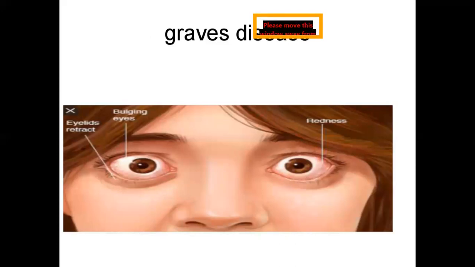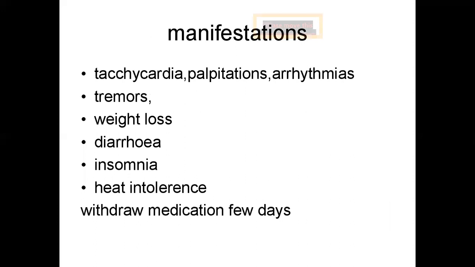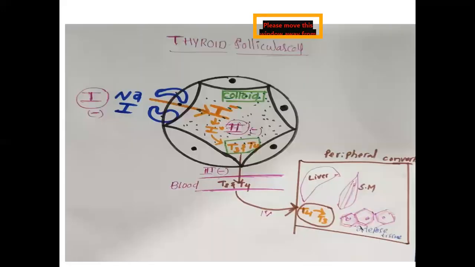The manifestations of Graves' disease are bulging eyes, and eyelids retracted due to periorbital edema and palpebral muscle retraction. These are the symptoms of Graves' disease. Manifestations of hyperthyroidism are tachycardia, palpitations, arrhythmias, tremors, weight loss, diarrhea, insomnia, and heat intolerance. These are the manifestations of hyperthyroid symptoms.